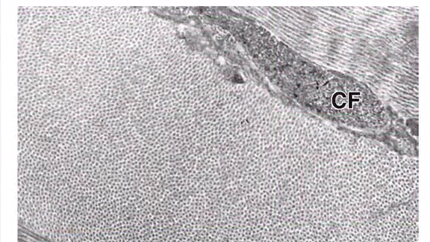This electron micrograph shows parts of 3 lamellae and a portion of a corneal fibroblast between 2 of the lamellae. Note that the collagen fibrils in adjacent lamellae are oriented at right angles to one another.